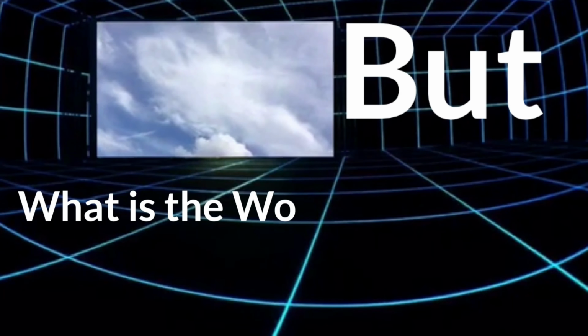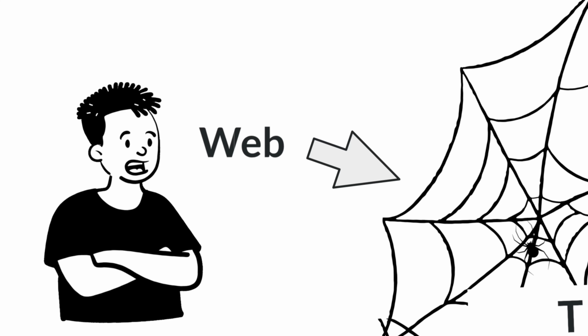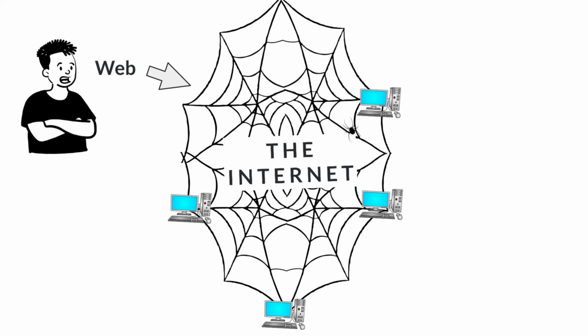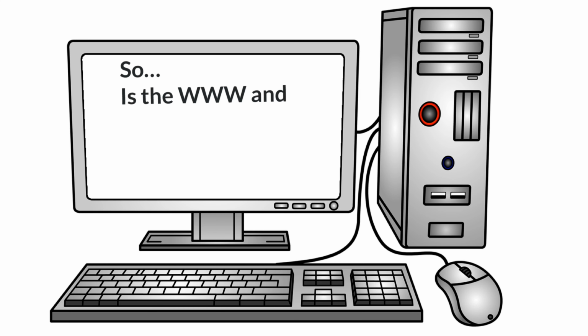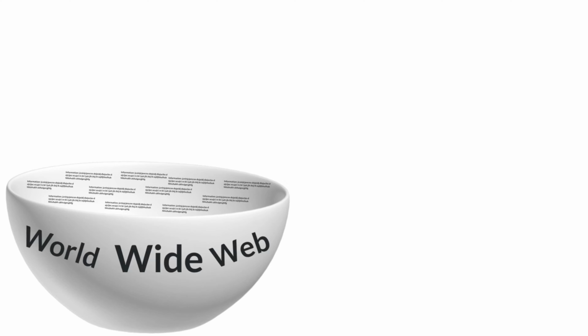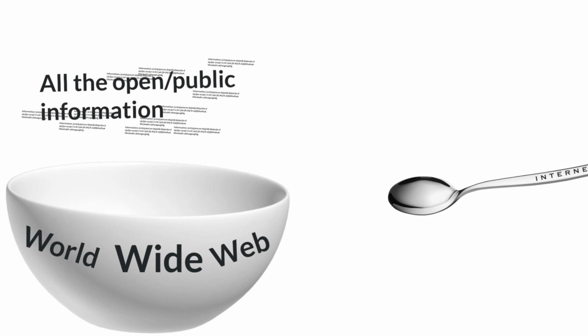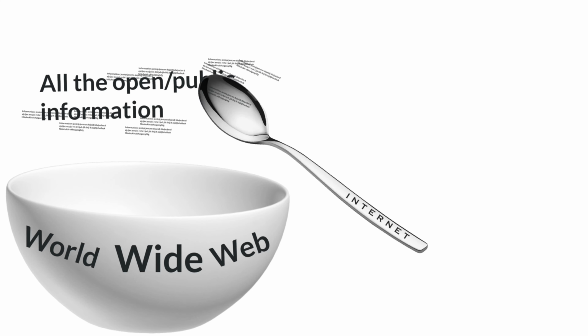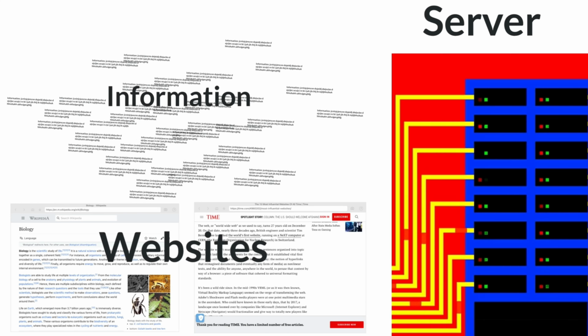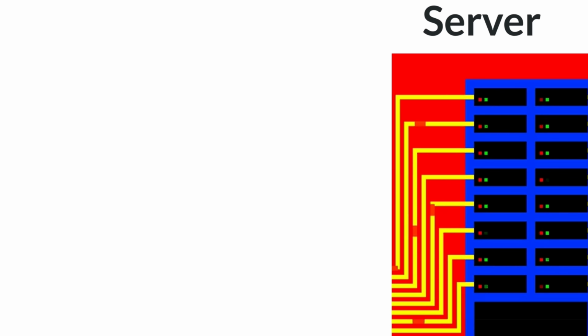But what is the World Wide Web? The name makes me think that it's similar to a spider web, just like the internet. So is the World Wide Web and the internet the same thing? No, actually. The World Wide Web is all the open or public information that you can access by using the internet. All this information is stored on servers in form of websites.